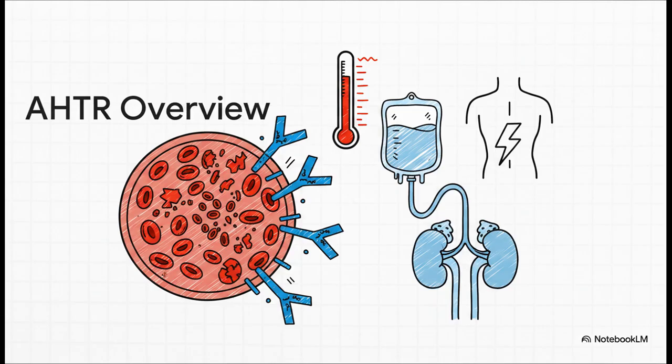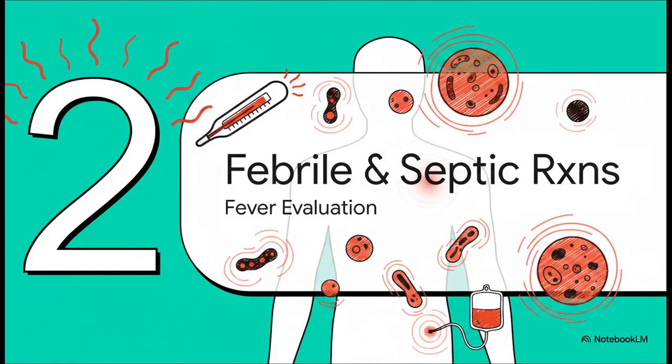Now, besides stopping the transfusion, you need to hit them with aggressive IV fluid hydration. Normal saline is your best friend here because you have to maintain urine output to protect those kidneys from all that toxic free hemoglobin. Moving on to Section 2, febrile and septic reactions. Fever is tricky because it's super nonspecific, right? So we have to learn how to distinguish between a benign cytokine release and a deadly bacterial infection.